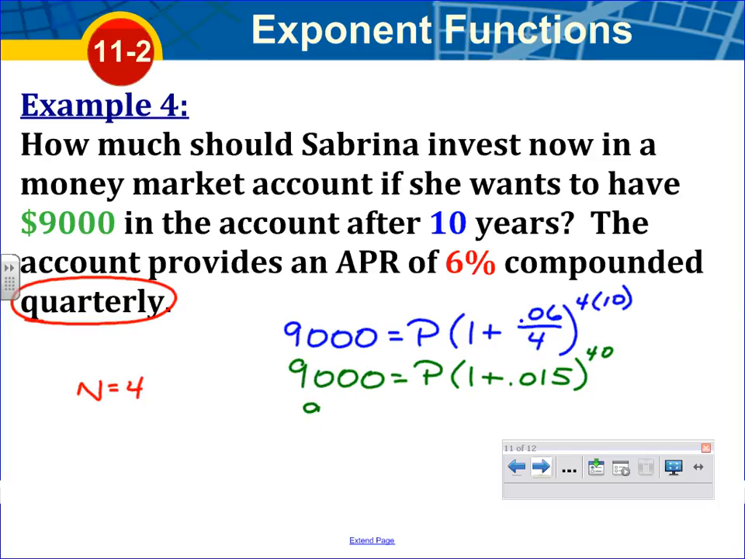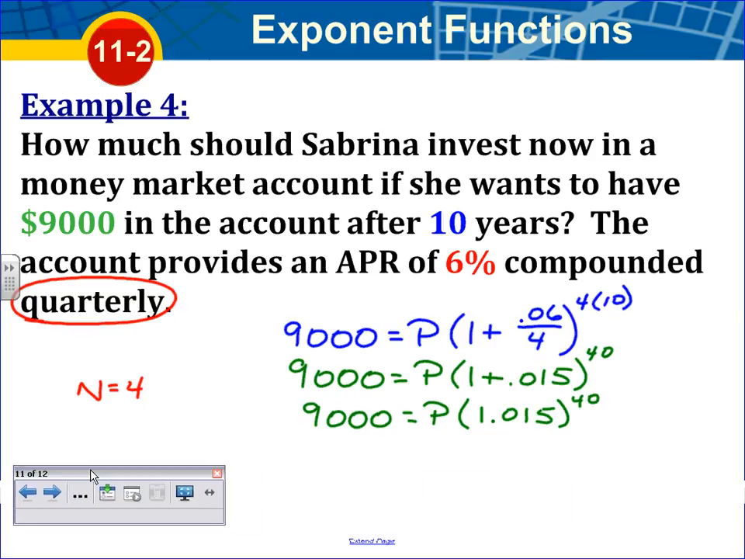So then we have 9,000 equal to P times 1.015 to the 40th power. And just like anything, we are going to divide by that number, the 1.015 to the 40th power.